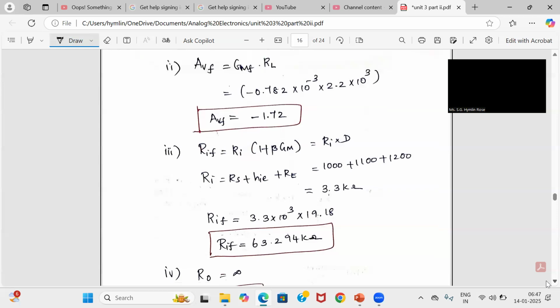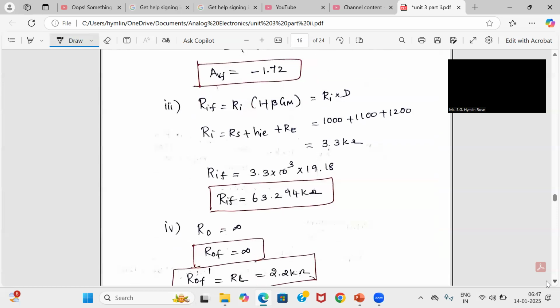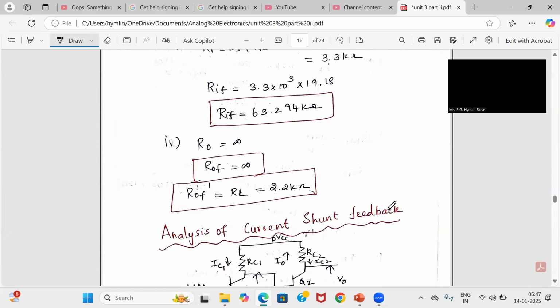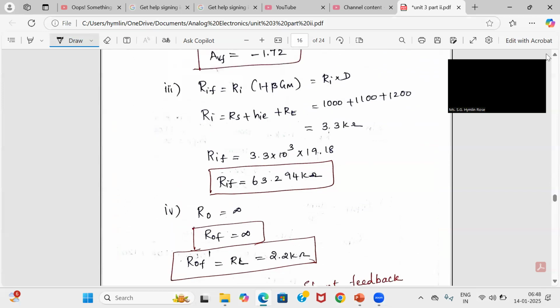Next, R naught, you know, is infinite, so R naught F is infinite. R naught F dash, in the actual calculation, we have taken it as RC. Now we have it calculated as RL. So it is equal to RL, that is nothing but 2.2 kilo ohm. So I hope you all have understood this current series feedback topology.